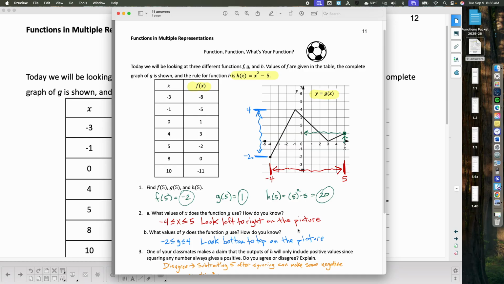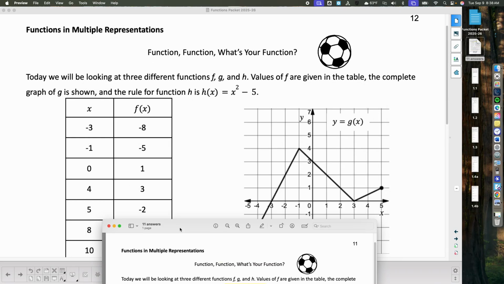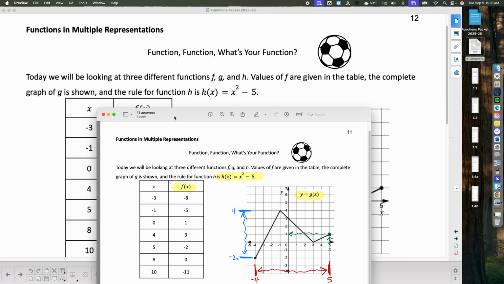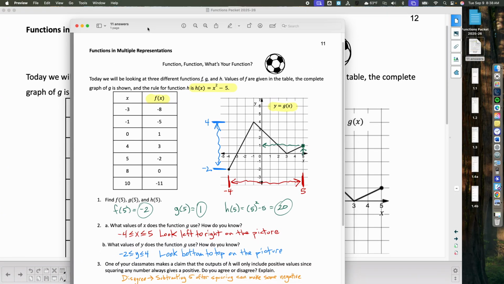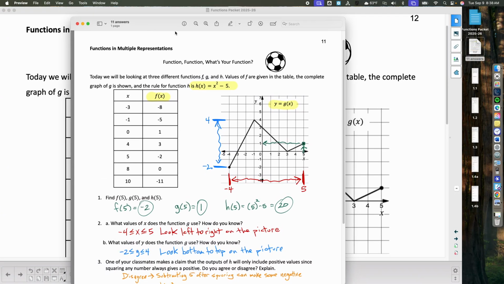Wait, isn't that page 12? Hey. Nice. Okay.